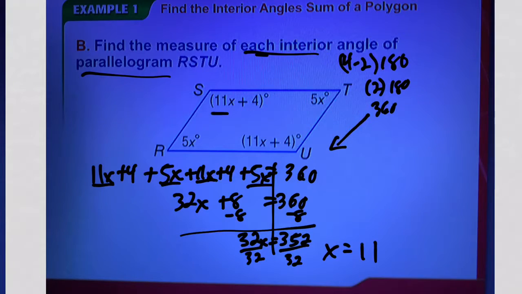Now, it does say find the measure of each interior angle, so it didn't just say find x. So I have to take the 11 and plug it into the original expressions. We start with this one here. 5 times 11 would give us 55. So these two angles here would be 55. Then I put 11 in up here. 11 times 11 is 121 plus 4. So this angle would be 125, and this one would be 125 as well.